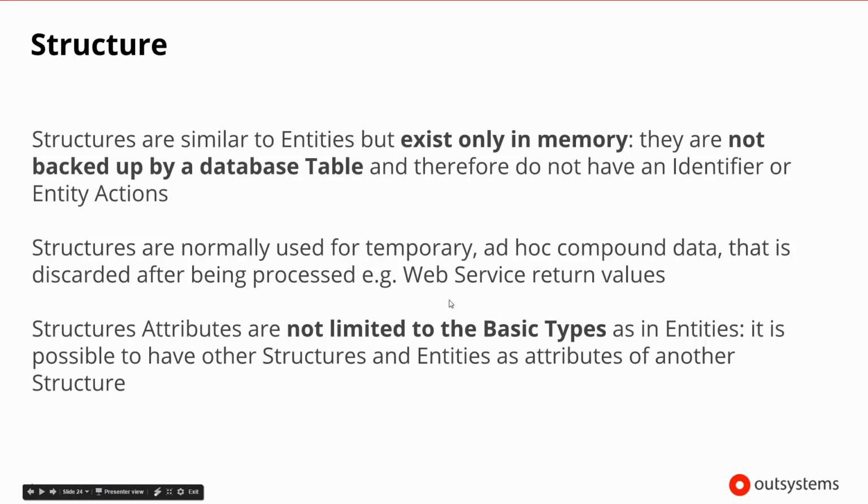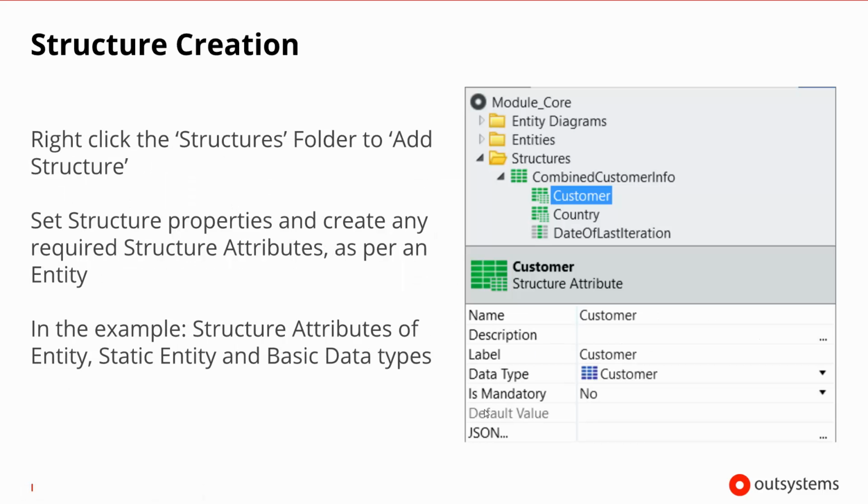Well, a lot of times we use structures to go ahead and hold on to data that's coming from services. And whether they're web services or RESTful services, we want to be able to hold the data that's coming in. That data may be complex and have a very rich structure, so we don't want to limit it to just basic types like the entities have. So we can come down inside of the data tab to the structures area, and we could say, I have a combined customer info structure that has information about the customer, information about the country, and some other attributes.